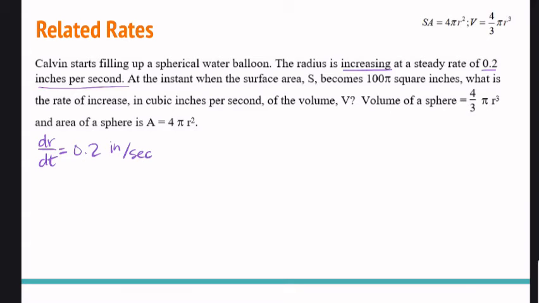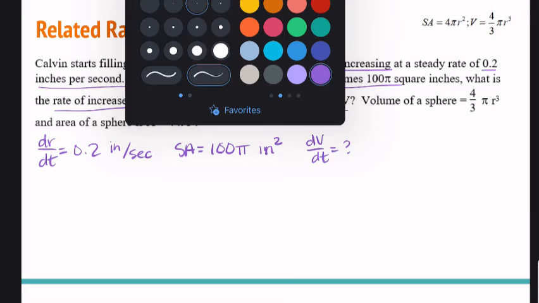At the instant when the surface area becomes 100 pi, so I know surface area is 100 pi square inches. What is the rate of increase of the volume? So we need to know dv dt equals what? Okay, so we're actually going to use the surface area and the volume equation all in this problem. So if I need to know dv dt, I'm going to start out with my volume formula.